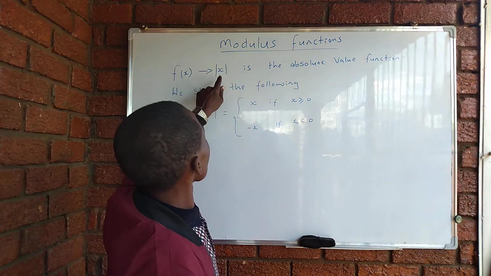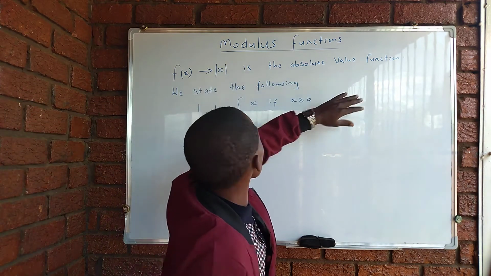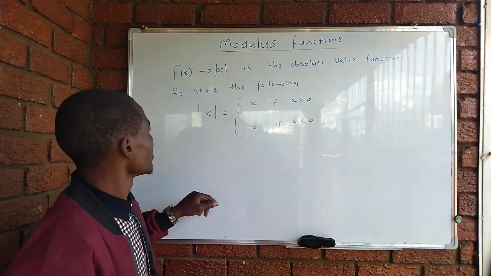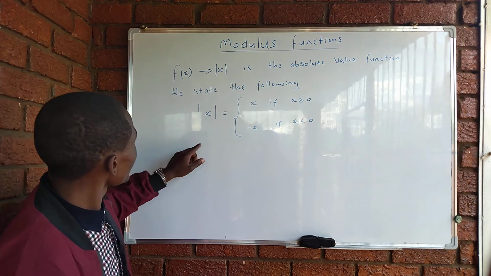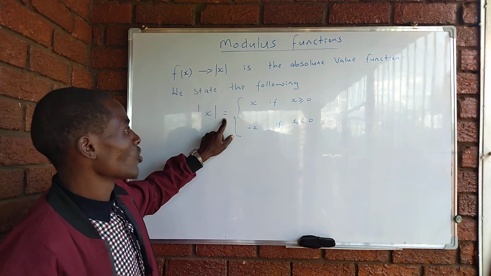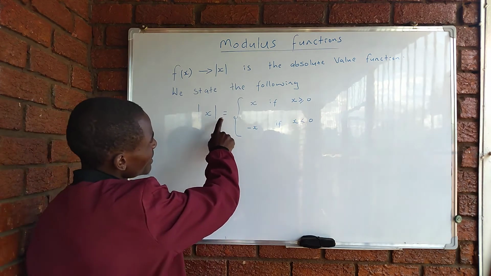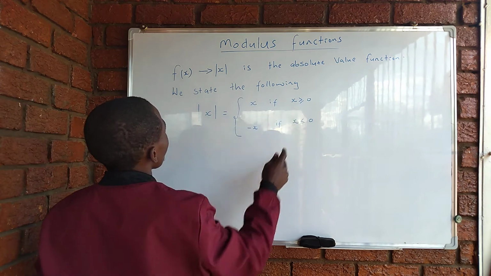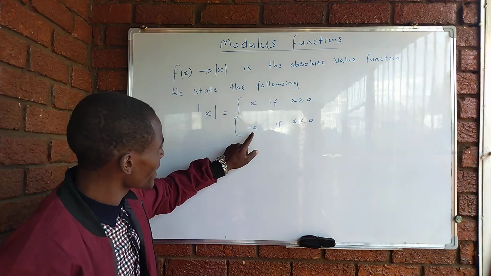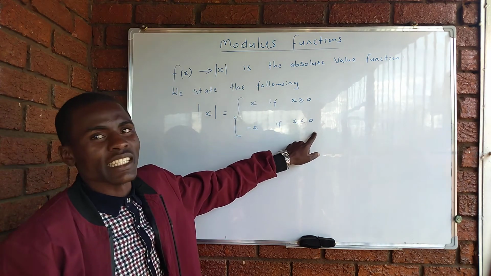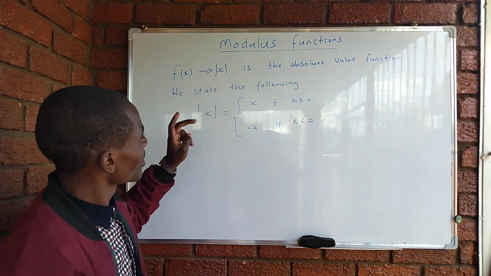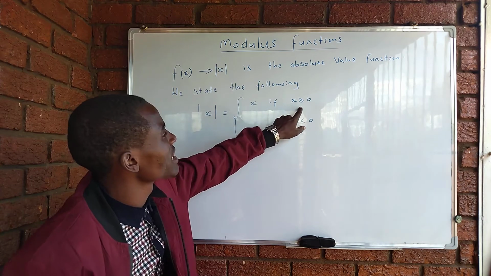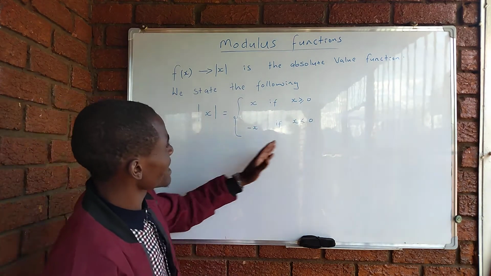So f of x equals modulus x is the absolute value function, and we state the following. This is a piecewise function. Modulus x is equal to x if x is greater than or equal to 0, and modulus x is equal to minus x if x is less than 0. So we have two cases.